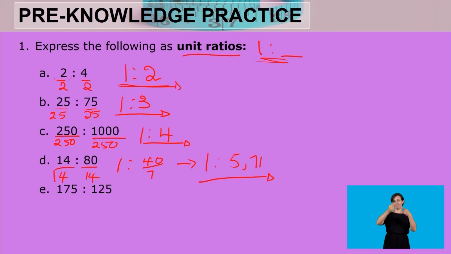Then we do the last one, 175 is to 125. We can already see that 175 is bigger than 125, but the intention is to leave our left-hand side being 1. So we divide both sides by 175. 175 divided by 175 gives us 1. What is 125 divided by 175? Let's do it on our calculators. It gives us 5/7, which you can leave as a decimal number. 5/7 is 0.71.